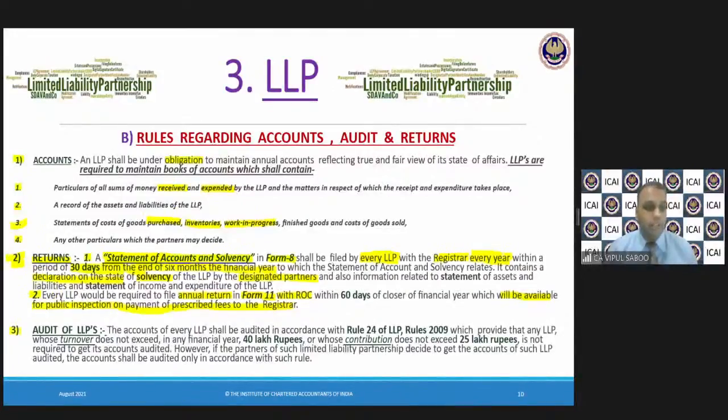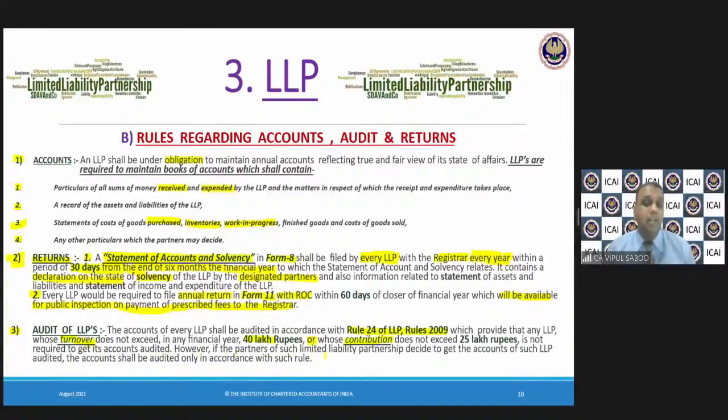So these two returns are really important in case of LLP. Audit of LLPs: the accounts of every LLP shall be audited in accordance with Rule 24 of the LLP Rules 2009. Make sure, the LLP Act is 2008, but the LLP Rules are 2009, which provide that any LLP whose turnover does not exceed 40 lakh rupees in a financial year, or whose contribution, contribution by the partners, does not exceed 25 lakh rupees, is not required to get its accounts audited. Not required. So up till 40 lakhs of turnover or up till 25 lakhs of contribution, this is an 'or' over here, not an 'and'. If either of the conditions is satisfied, you are not required to get your accounts audited.